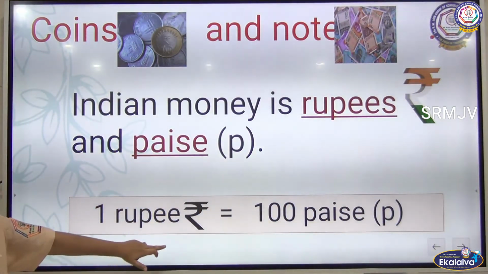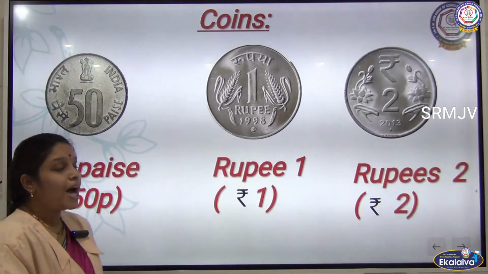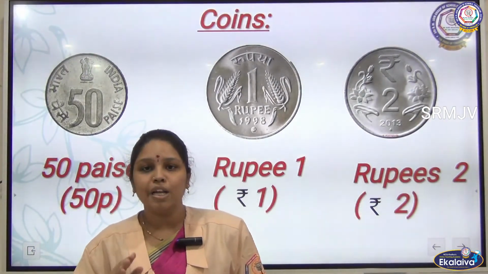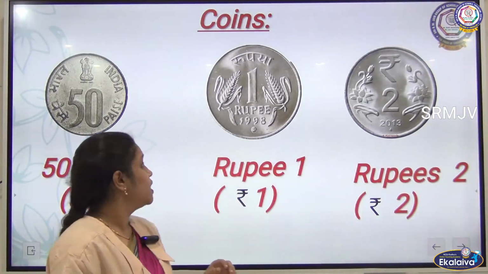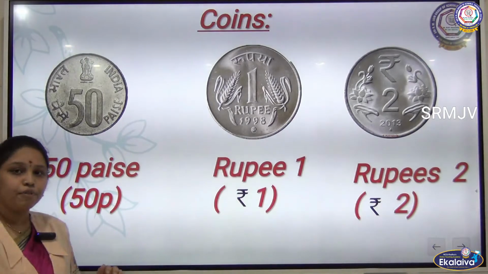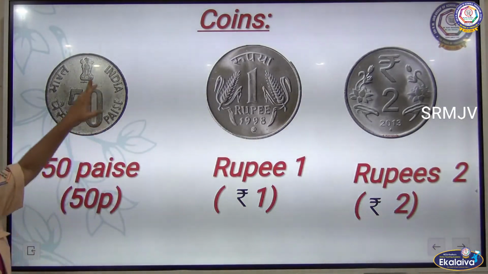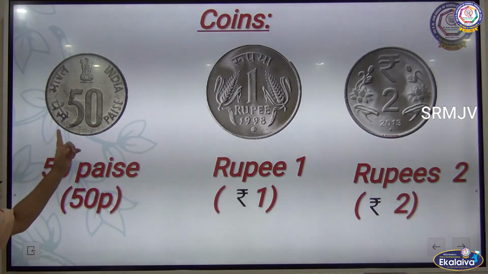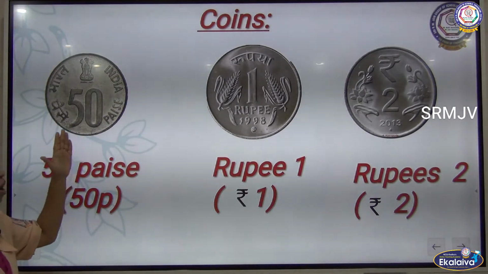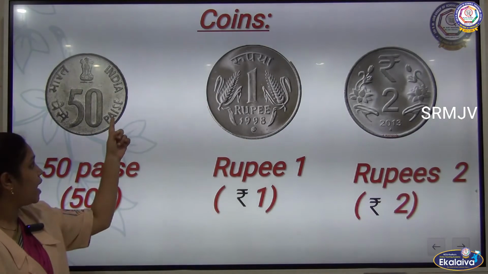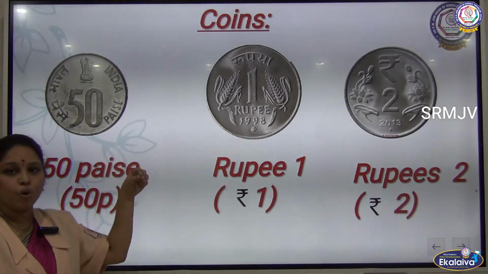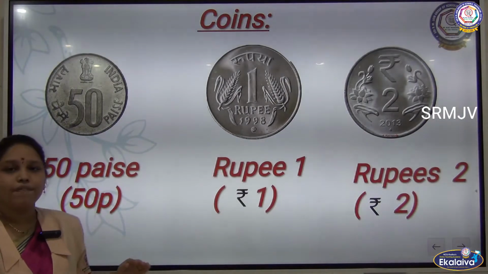The next one, we are going to see the values of coins. How are we going to find out the value of each and every coin? See here, the first one is a 50 paise coin. How am I saying it's a 50 paise? In this coin, you can see one number. What is the number? 50. It's 50 and P-A-I-S-E, paisa, 50 paisa. From this we can know the value of this coin is 50 paisa.